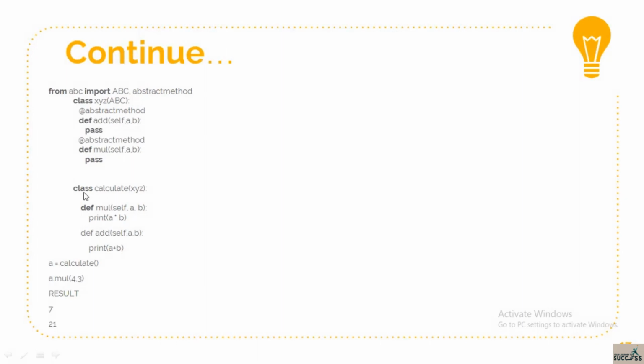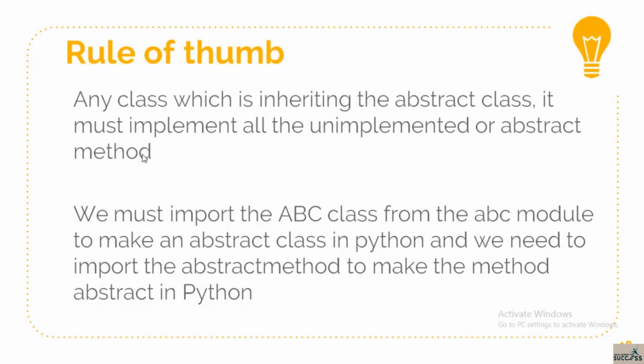So now that we have this class Calculate inheriting the abstract class XYZ, and it contains the implementation of both abstract methods add and mul, when I run it, this code will run successfully. So the rule of thumb is that any class which is inheriting the abstract class must implement all the unimplemented or abstract methods. We must import the ABC class from the ABC module to make an abstract class in Python, and we need to import abstractmethod to make the method abstract in Python.